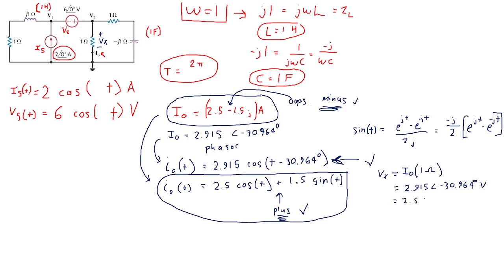The ultimate result down here, in actual sinusoids, we're talking 2.915 cosine of t minus 30.964 degrees. Volts now. Volts. There's barely enough space, though I'm probably going to have to zoom out.